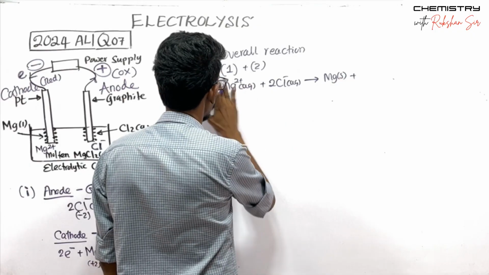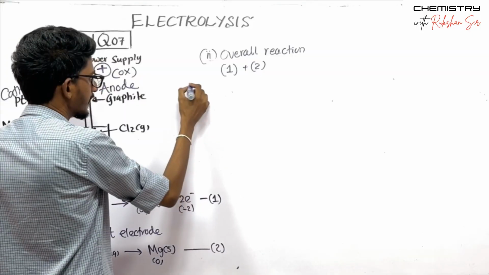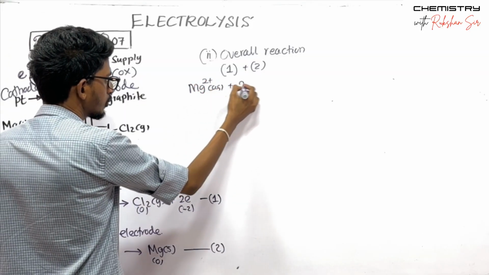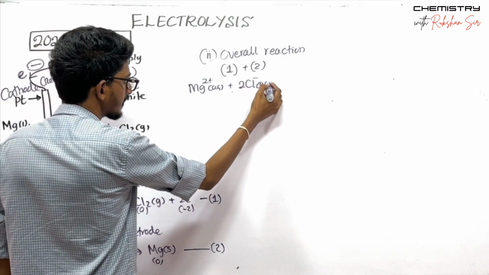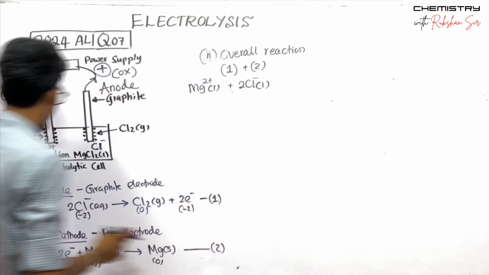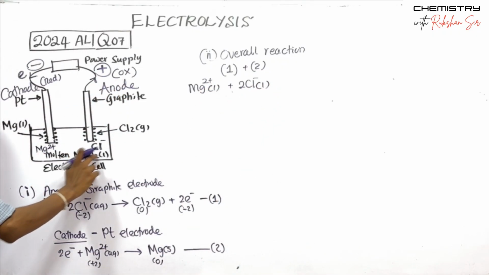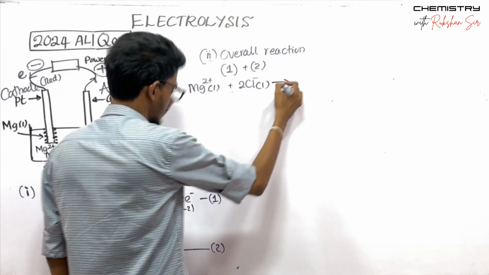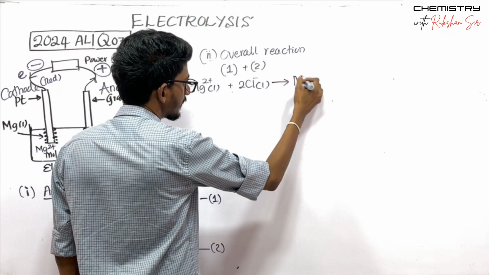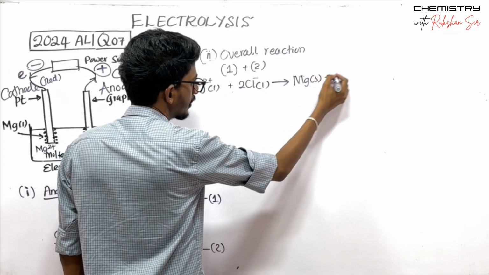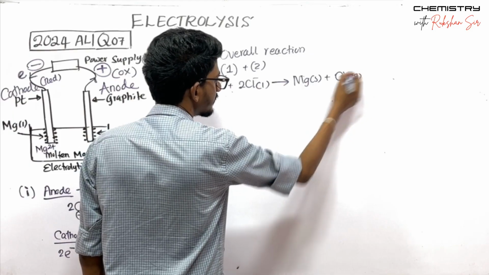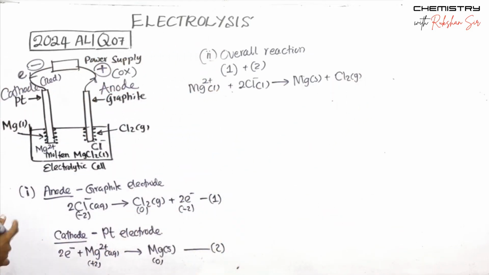2 Cl minus. Sorry, not aqueous, it is liquid. It's molten, right? Liquid. Giving you Mg solid plus Cl2 gas.